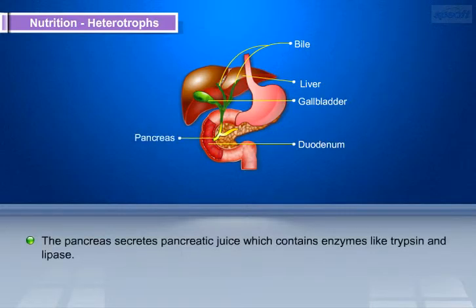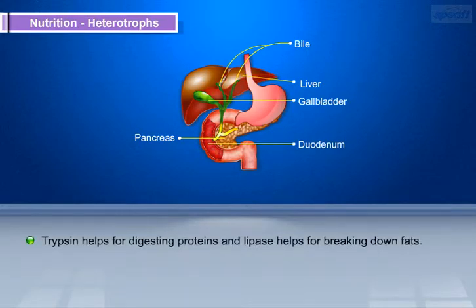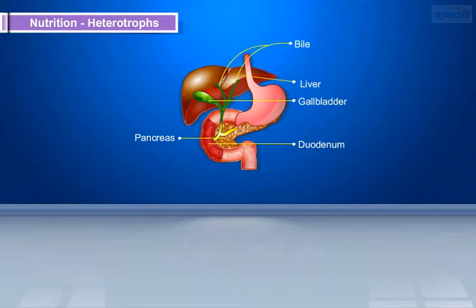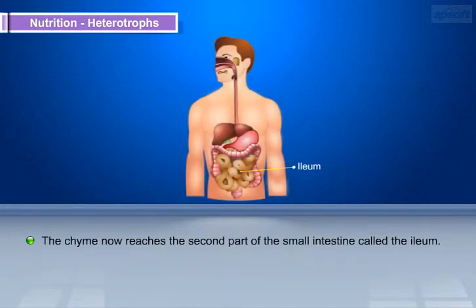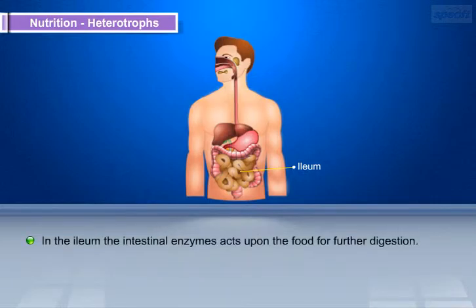The pancreas secretes pancreatic juice which contains enzymes like trypsin and lipase. Trypsin helps in digesting proteins and lipase helps in breaking down fats. The chyme now reaches the second part of the small intestine called the ileum. In the ileum, the intestinal enzymes act upon the food for further digestion.